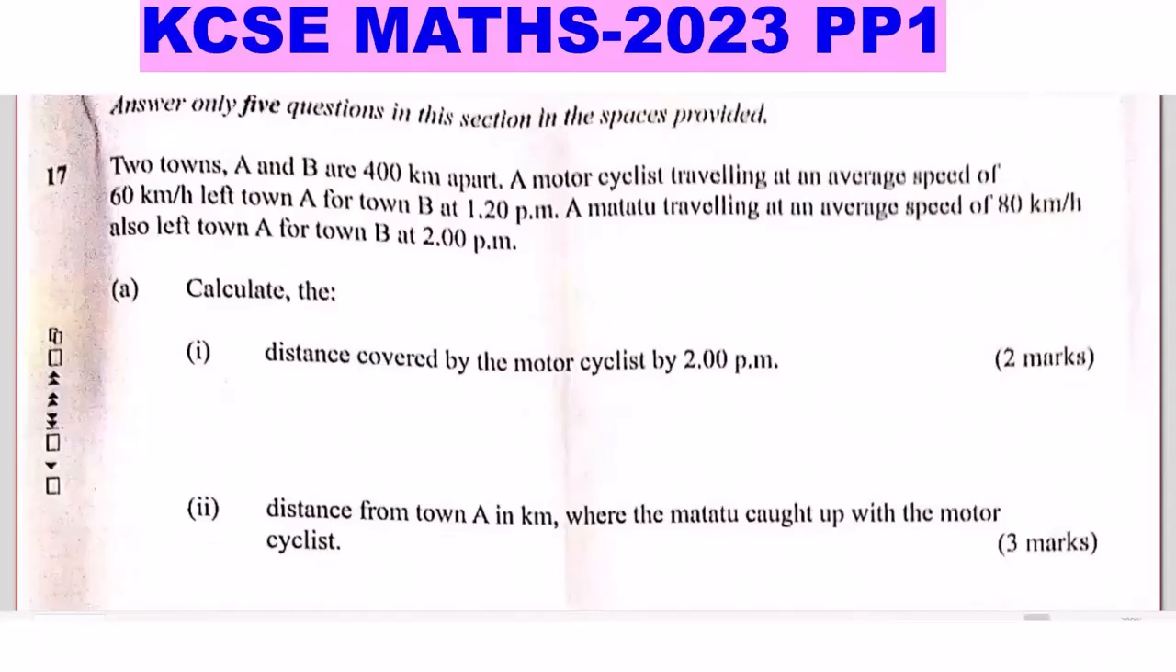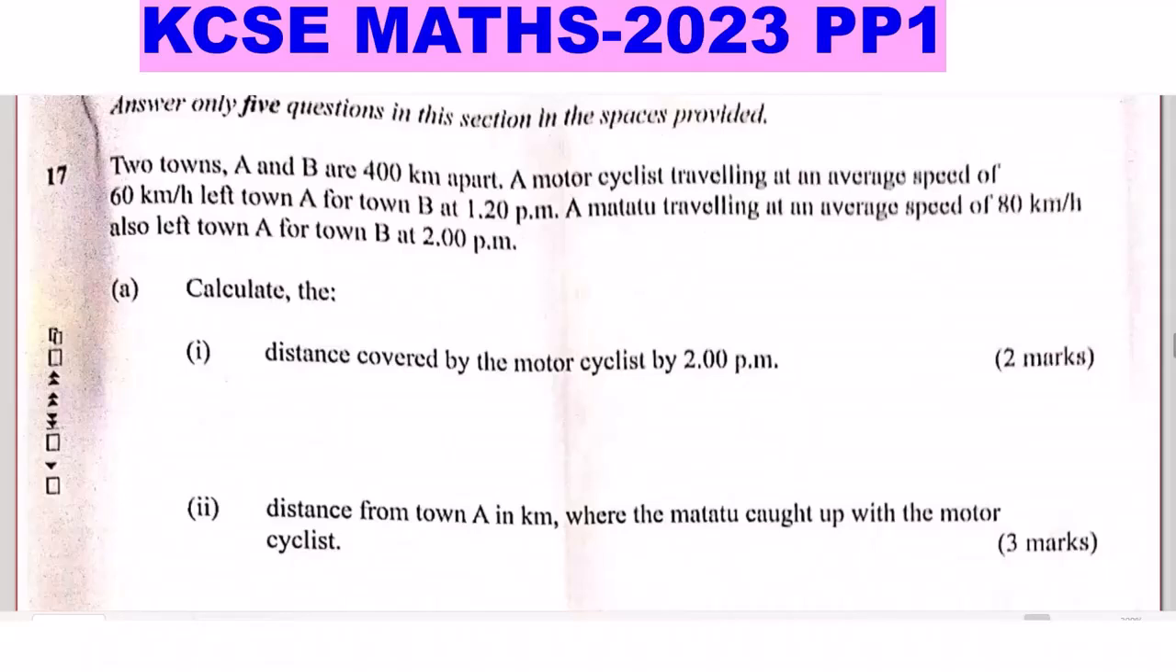Question 17. 2 towns, A and B, are 400 kilometers apart. A motorcyclist traveling at an average speed of 60 kilometers per hour left A for town B at 1:20 p.m. A matatu traveling at an average speed of 80 kilometers per hour also left town A for B at 2 p.m. (a) Calculate the distance covered by the motorcyclist by 2 p.m.